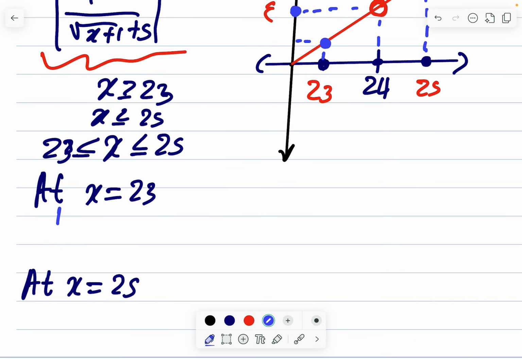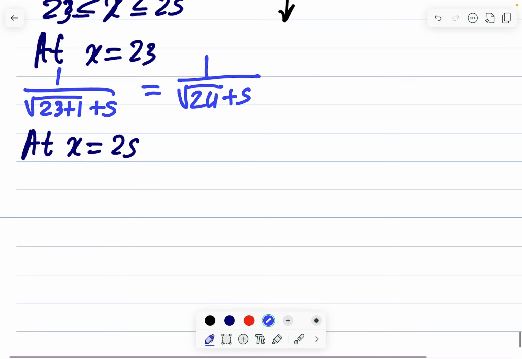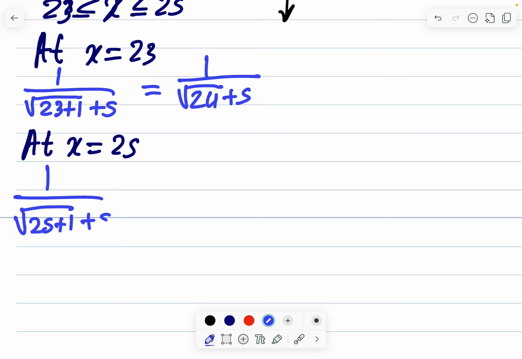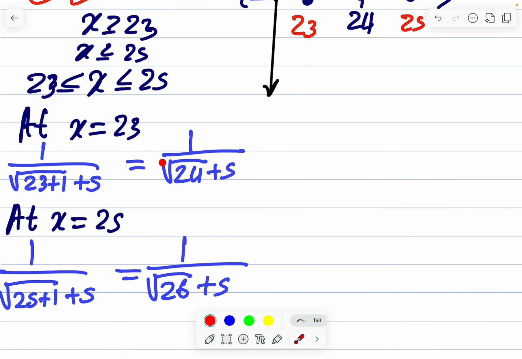I'm going to have 1 over square root of 23 plus 1 plus 5. Meaning I'm going to have 1 over square root of 24 plus 5. Leave it like that. It's your function value. And at x equals 25, I'm going to have 1 over square root of 25 plus 1 plus 5, which is indeed equal to 1 over square root of 26 plus 5. Bear in mind, if we have a large number in the denominator, that number is big.